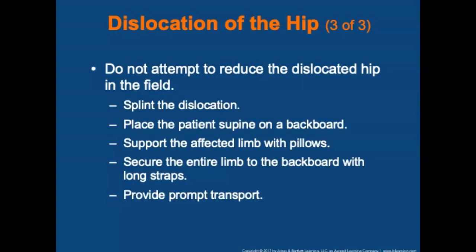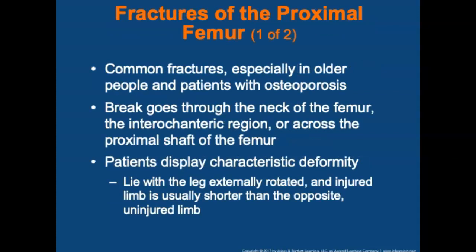As with any other extremity, do not attempt to reduce the dislocated hip in the field unless medical control directs you to do so. Splint the dislocation in the position of the deformity. Place the patient supine on a long backboard. Support the affected limb with a pillow and rolled blankets. Secure the entire limb to the backboard with long straps and provide prompt transport.